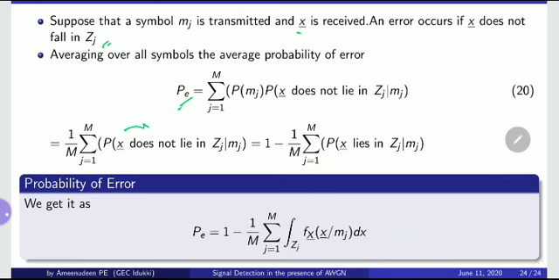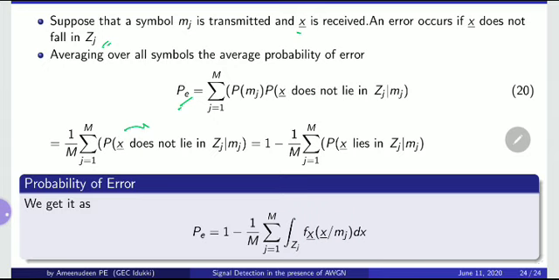What is the probability that x lies in zj? In order to find the probability, you have to integrate the PDF. In order to find the probability that x lies in zj, you have to integrate fx of x given mj over the region zj, the whole region zj. To find the probability, what do you do with the PDF? Integrate. That is what is done there. So you'll get the expression for probability of error as 1 minus 1 by m sigma j equal to 1 to m, integral over zj of fx of x given mj.